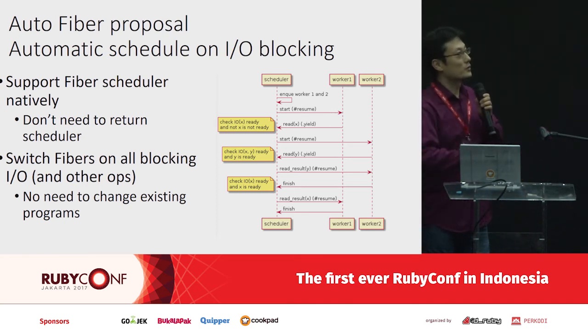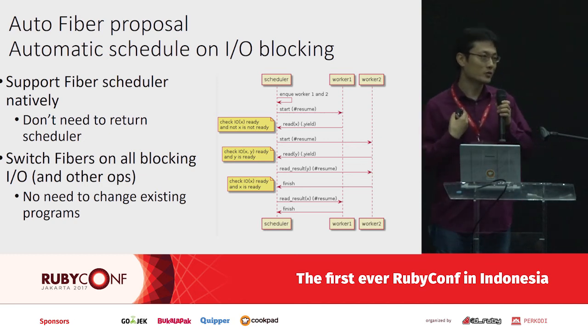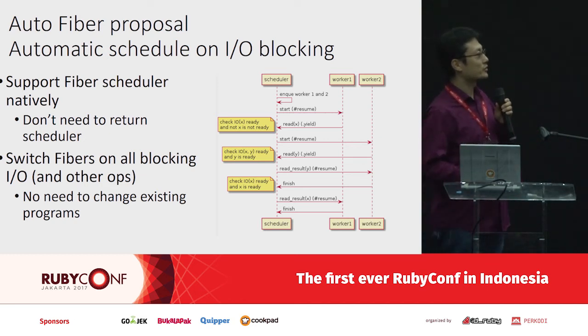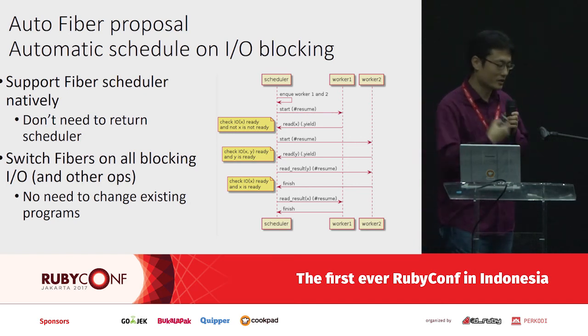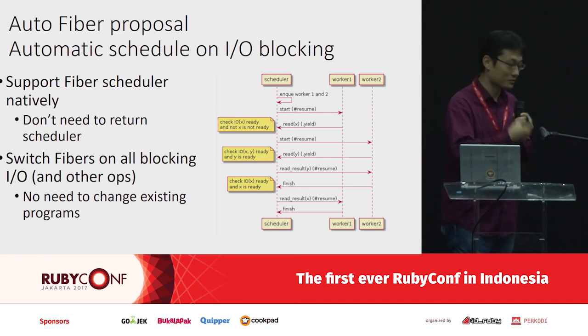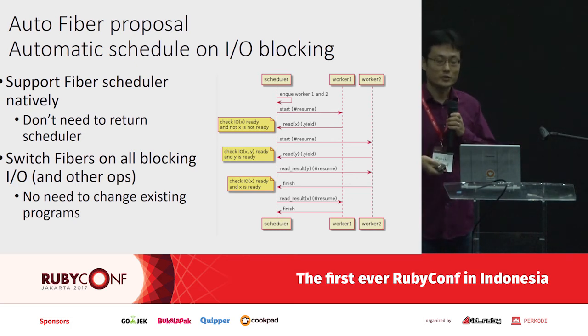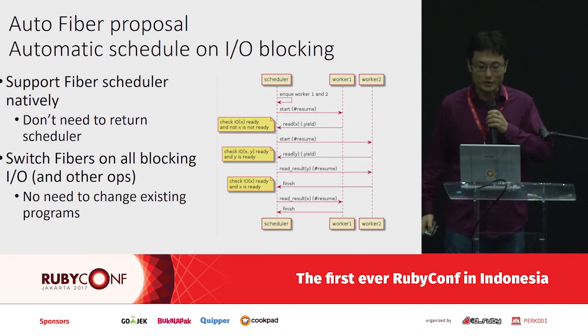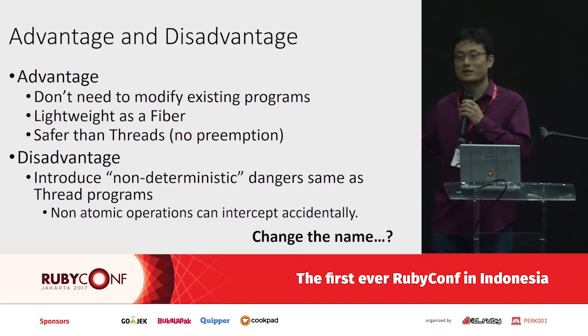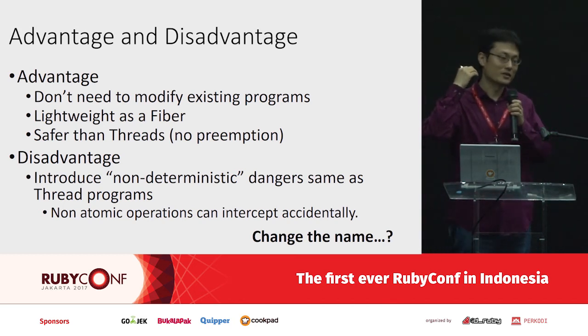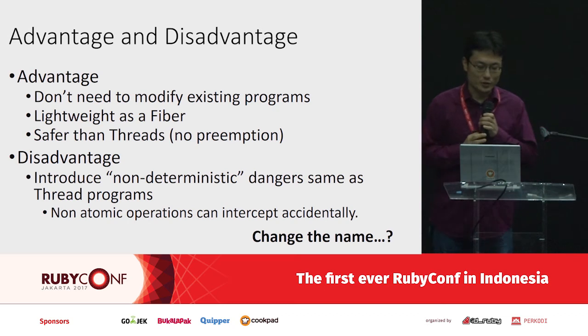We don't need to implement our own scheduler for I/O operations, because Ruby can prepare the I/O blocking scheduler for several fibers. The advantage is that we don't need to modify existing programs, and it is as lightweight as a fiber, lighter than threads or processes.